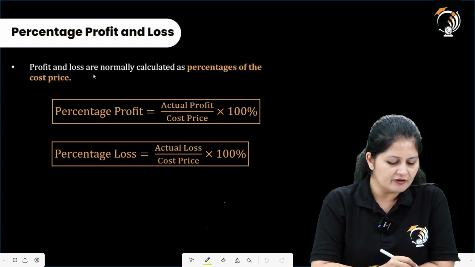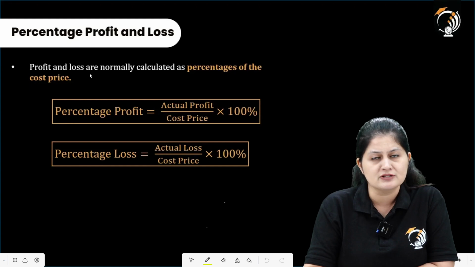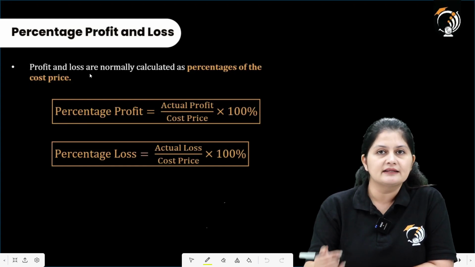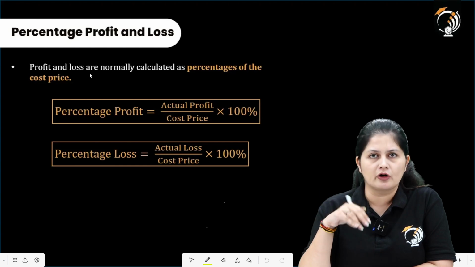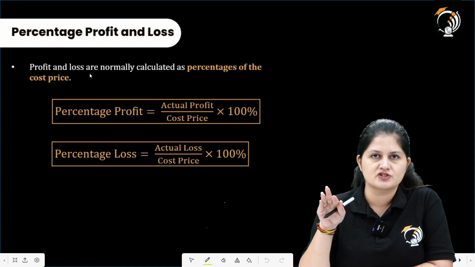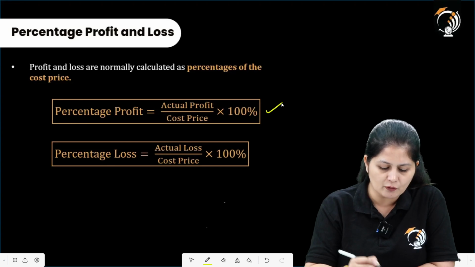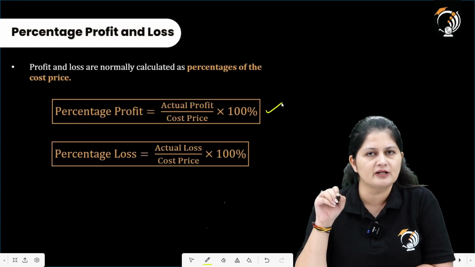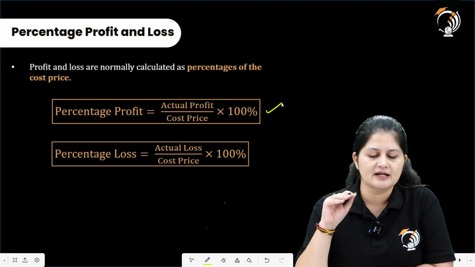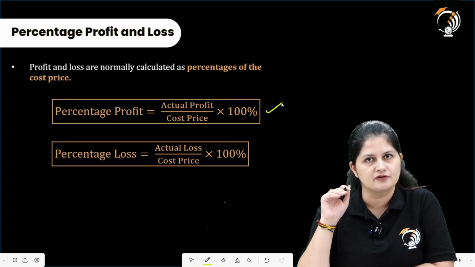If we talk about profit and loss, they are normally calculated as a percentage of the cost price. Always keep this in mind: whenever we are talking about profit or loss, the percentage of it is always calculated on cost price. So percentage profit is equal to the actual profit over the cost price multiplied by 100, while percentage loss is the actual loss over the cost price multiplied by 100. Clear?